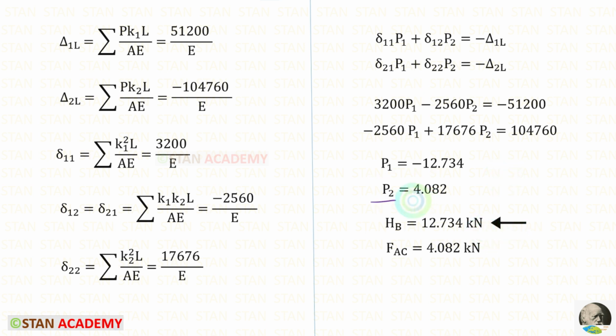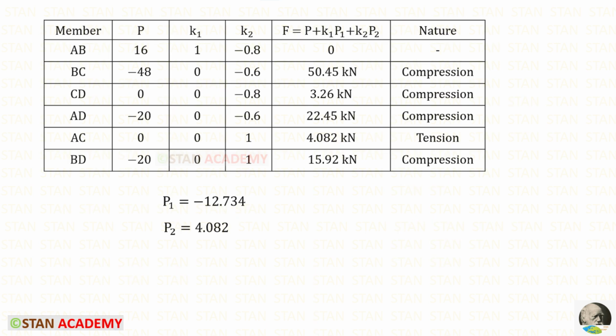For P2, we have got a positive value. That means our assumption is correct. FAC is tensile. Then using this formula, we can find all of the member forces. If we get positive values, that means the member forces are tensile. If we get negative values, that means the member forces are compressive.